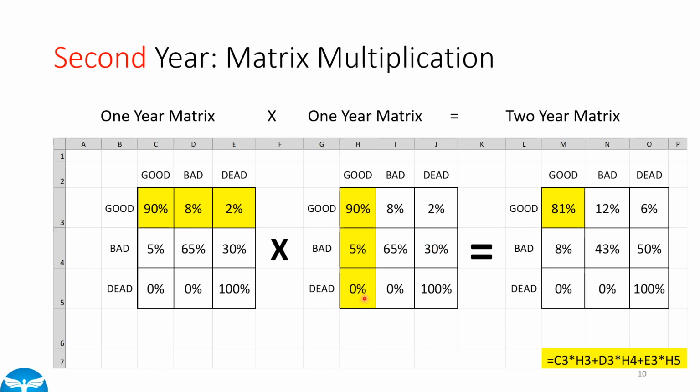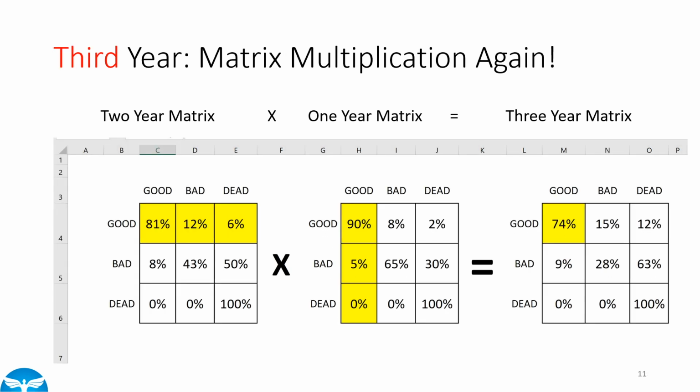And the way the matrix multiplication works, you may remember, is to get the chance of being good after the second year, if you started off being good, you take this row, multiply by this column. In other words, 90% times 90% plus 8% times 5% plus 2% times 0%, and that is 81%. And then you can fill all these cells in this matrix and get the 2-year rating transition matrix.